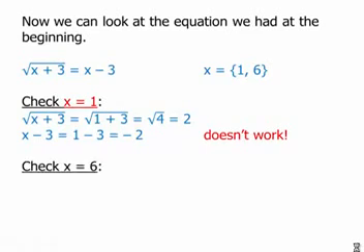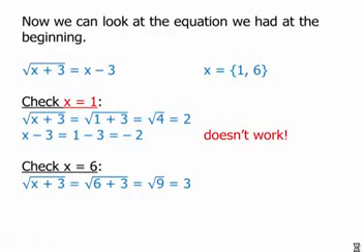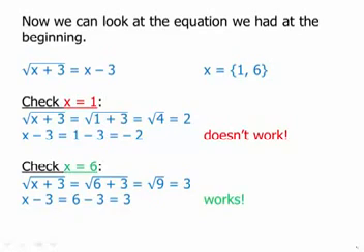Now we'll check the other one. Plug it into the left side. We get square root of 6 plus 3, of course that's 9. Square root of 9 is 3. On the other side we get 6 minus 3, which is also 3. The two sides work. So that one does legitimately work, and it does solve the problem. So this equation has one solution that works, x equals 6. That is the only solution that works. x equals 1 is an extraneous root, because even though we followed the algebra correctly, and even though the algebra gave us that root, it does not actually work in the original equation.